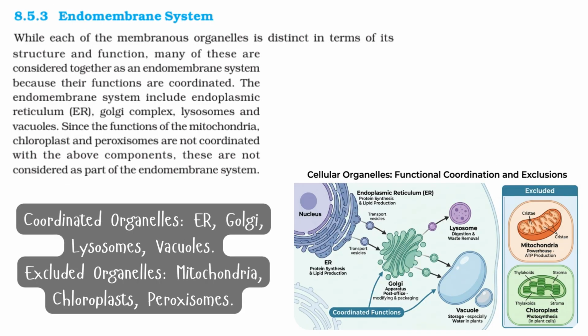your book. Why is this called the endomembrane system? While each of these organelles is distinct in structure and function, they are grouped together because their functions are closely coordinated. The system includes the endoplasmic reticulum, the Golgi apparatus, lysosomes, and vacuoles.